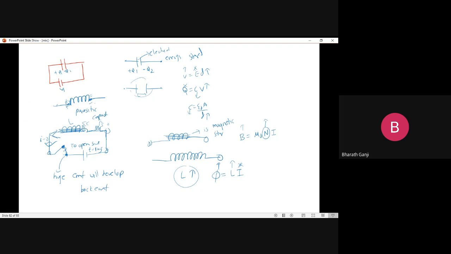So this kind of distinction you need to understand between the capacitor and inductor, that a capacitor can store energy even if you disconnect the supply, right? But an inductor will not. Okay, it loses the energy somehow.